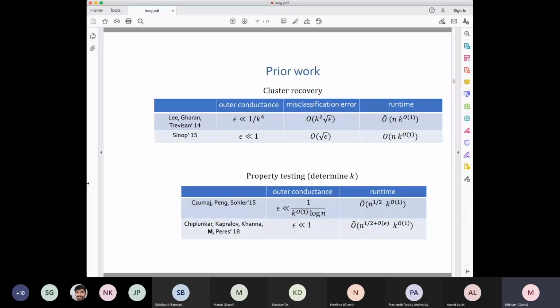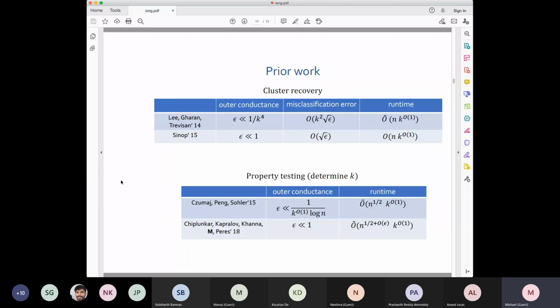That is, specifically, we proved that distinguishing between an expander and a graph that is 2-Ω(1)-expanding and epsilon-clusterable requires at least n to the 1/2 plus Ω(epsilon) accesses to the graph, and hence this gives a lower bound on the runtime. Okay, good. So this is the prior work.